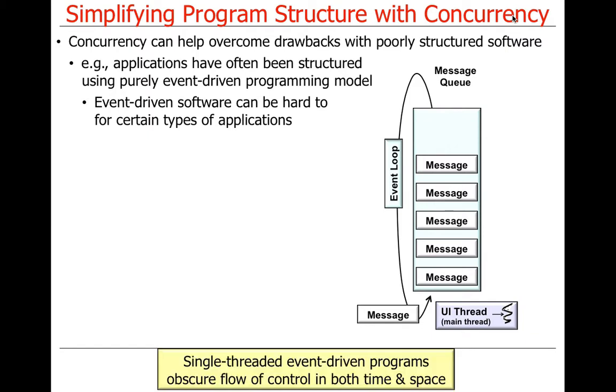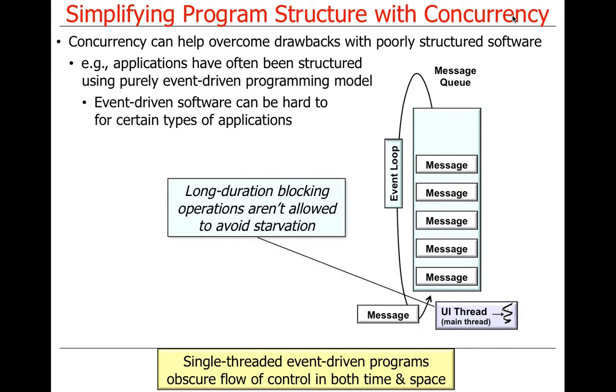The reason for that is that single-threaded programs written in a purely event-driven model obscure the flow of control in both time and space. This is a little hard to get your head around. We'll see some code examples of this later, but right now we'll just look at a diagram to try to get the point across.